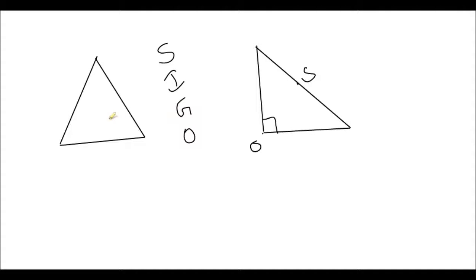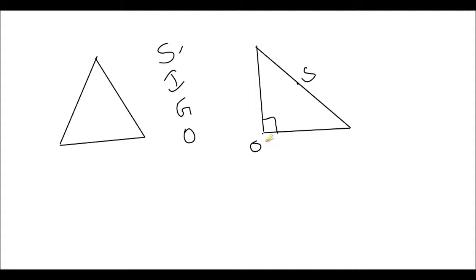For different triangles, first let me take an acute angle triangle. An acute angle triangle means all the angles are less than 90 degrees. For this acute angle triangle, all four, the circumcenter, incenter, centroid and orthocentre, lie inside the triangle. Whereas for a right angle triangle, the circumcenter is at the midpoint of the hypotenuse. So this is the circumcenter, and you can draw a circle like this.